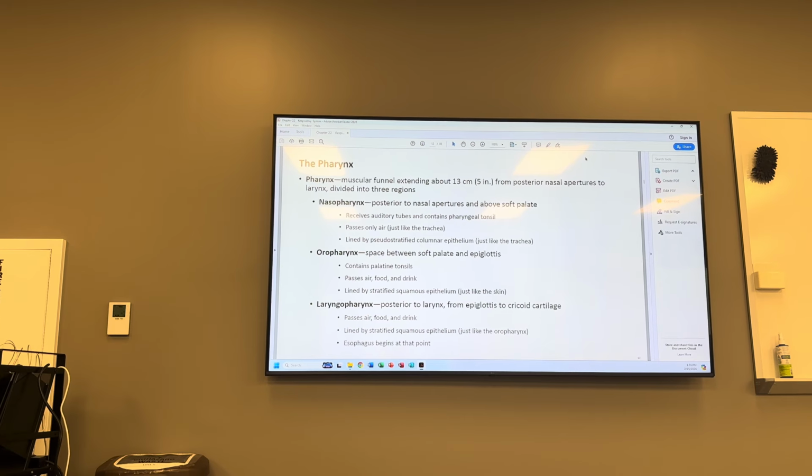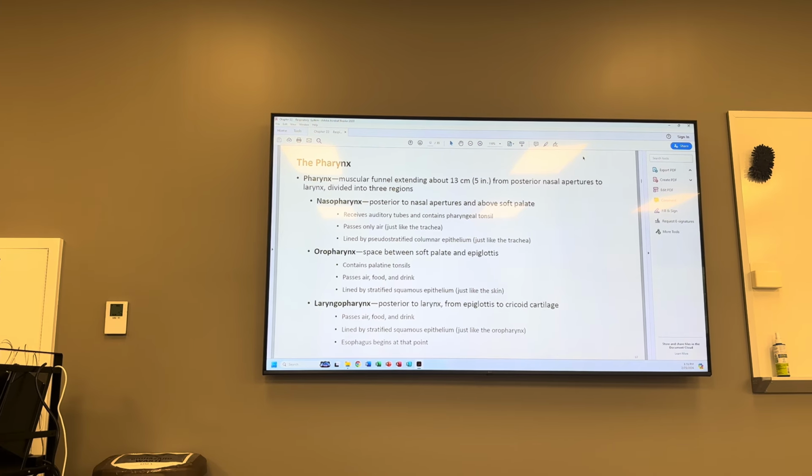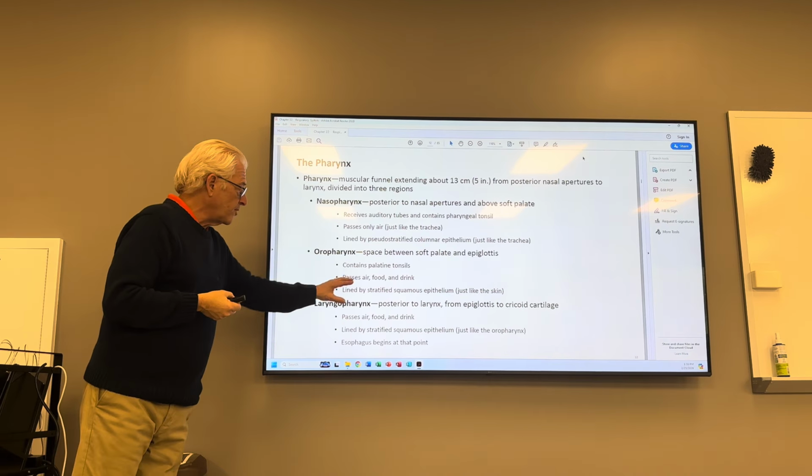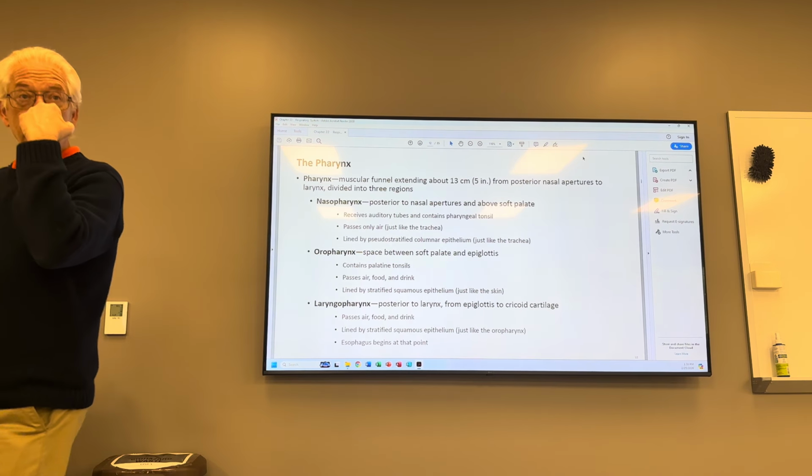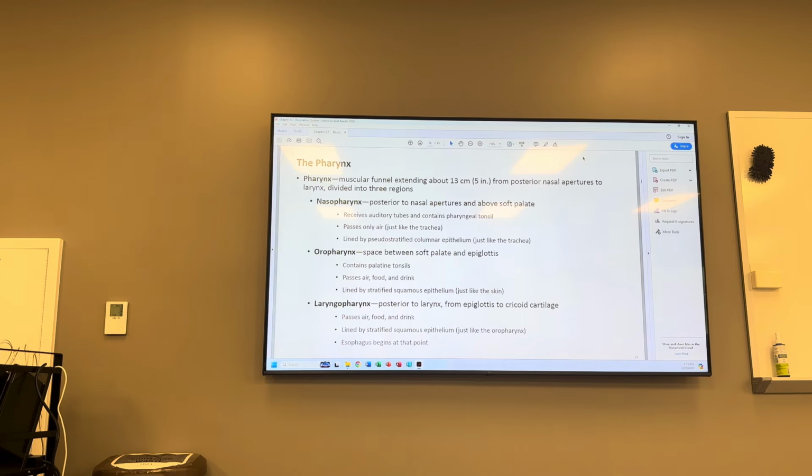If I have the same function in two different places, we use the same tissues. Simple squamous cells in my alveoli to exchange gas, and simple squamous cells in the capillaries to exchange gas. Does that make sense? Okay, so we get the same stratified squamous where there's food scraping my mouth and my esophagus, or clothes or whatever scraping on my skin. Got it? All right.